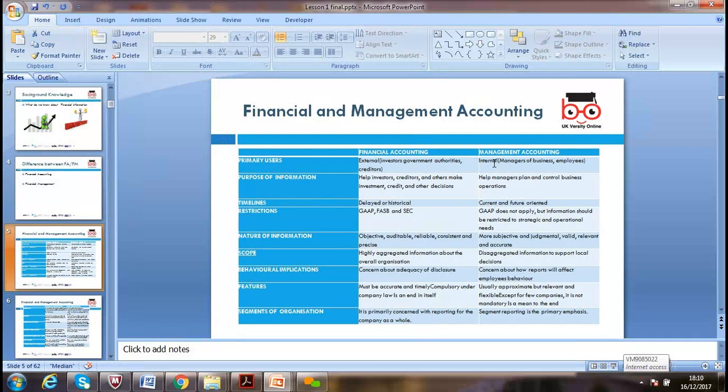Managers always look at how much is cost, how much we already paid, how much we are going to pay, where the cash will come from. This is the purpose of the information. Both financial accounting and management accounting provide financial information that helps investors, creditors, and others make investment or credit or other decisions. But financial management helps them plan and control. Why did you spend more?